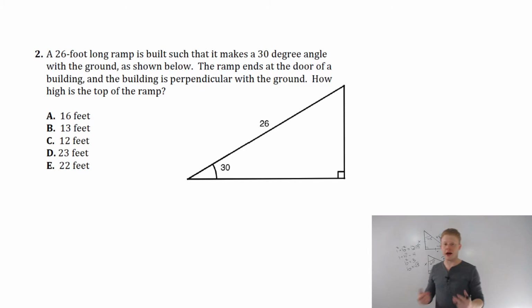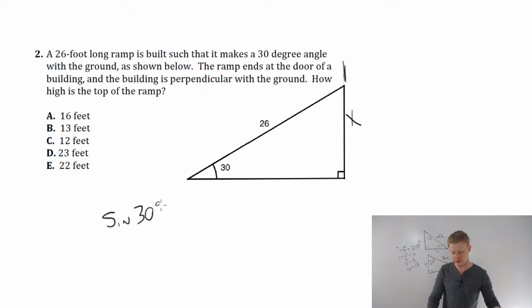Okay, so here's a classic setup for this problem. We've got a 26-foot long ramp. It's got a 30-degree angle with the ground and ends at the door of the building. So the door, I'm assuming, is up here, and it's perpendicular. How high? So we're looking for this. This is fairly simple to solve using trig. You have the hypotenuse and you're looking for the opposite. So you'd say sine of 30 degrees is equal to O over H, x over 26. And then you'd solve that using your calculator.